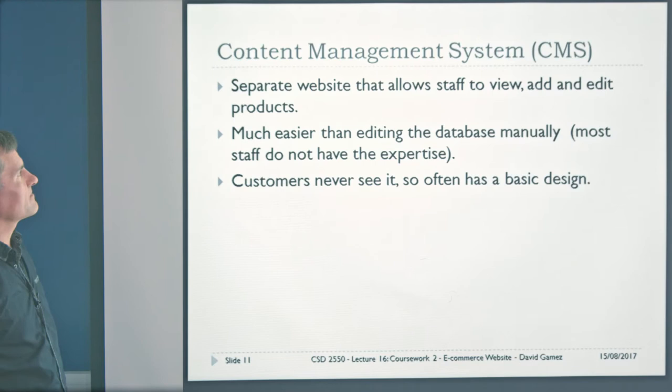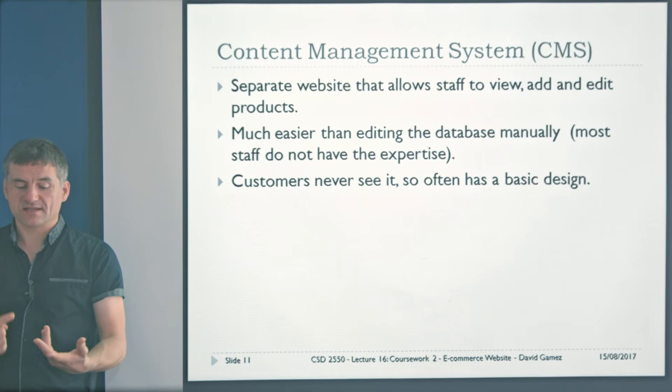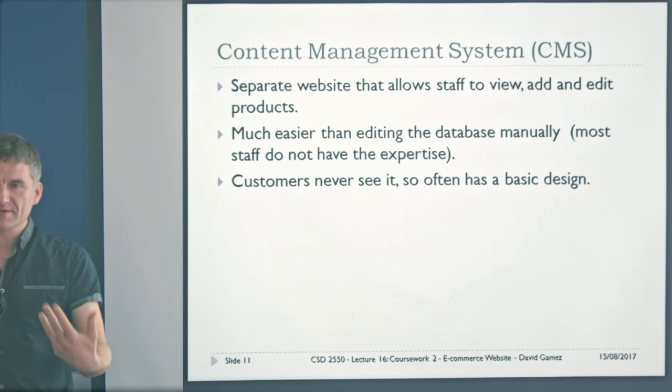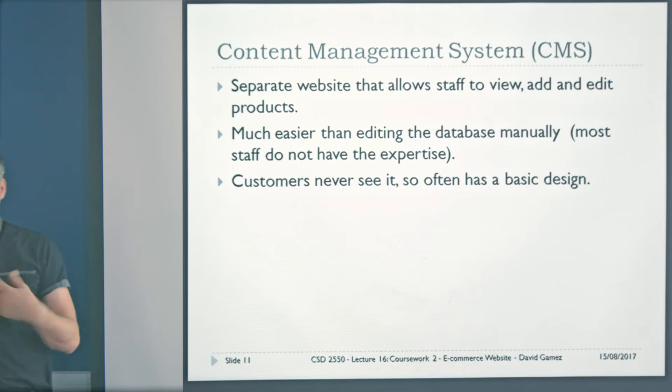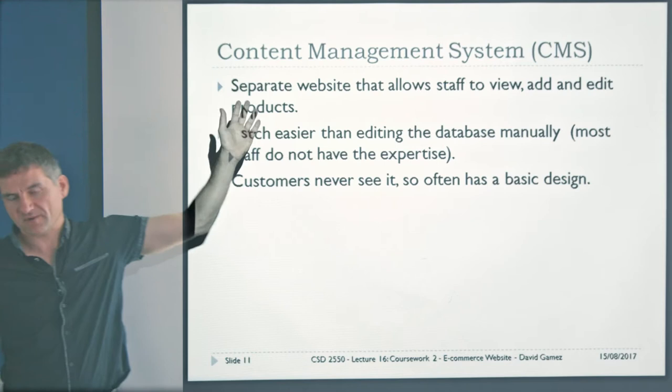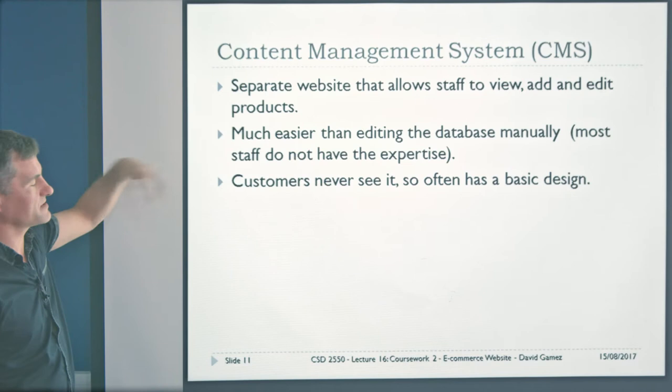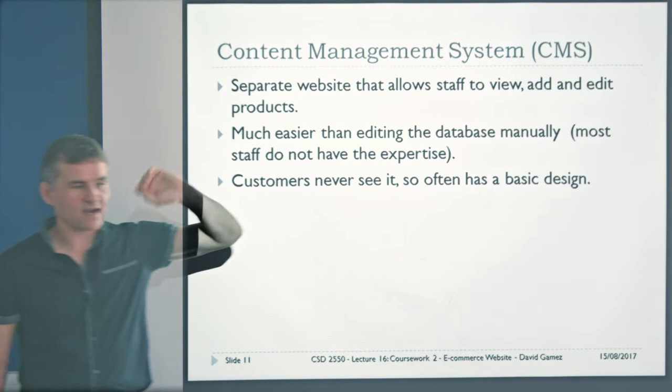Right, so in addition, that's what I've just shown you for Asda, Amazon, and the Hackney Empire: the front ends, what the customer's interacting with in order to buy goods and services. Companies also typically have what's called a content management system. This is a separate website, also implemented in HTML, CSS, JavaScript. I mean, you can implement these in anything, right? You can implement them in JavaFX if you wanted. But in this case, you're going to implement it in the same technology, HTML, CSS, and JavaScript. It's basically a separate website that lets the staff view, add, edit products, etc.